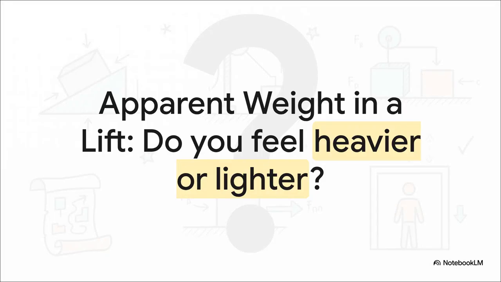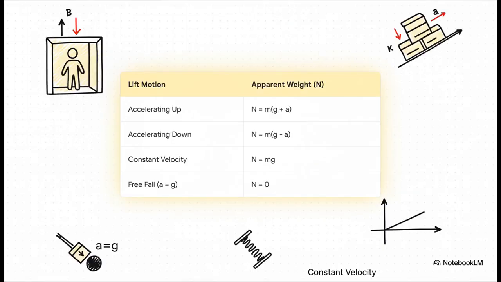We've all felt this, haven't we? An elevator starts going up, and for a second you feel pressed into the floor. Or it starts going down, and you get that little fluttery feeling of lightness in your stomach. Well, that feeling, that's your apparent weight, and physics explains it perfectly. This table breaks it all down. See, when the lift accelerates up, the floor doesn't just have to support your weight, it also has to push you upwards to accelerate you.